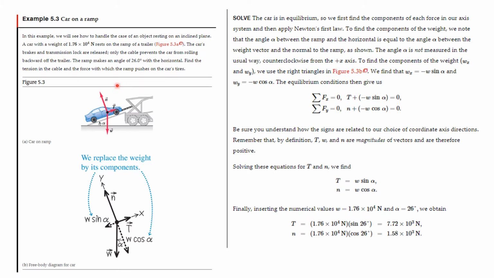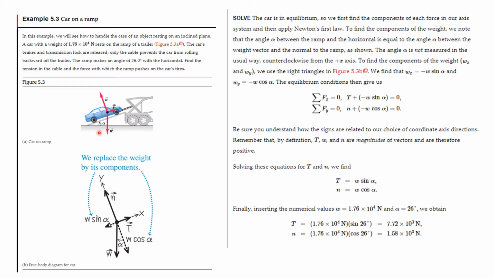Let's do an example of a car on a ramp. So you see this car is on a ramp. Oh, I guess I will read it. An object resting on an inclined plane. A car with weight of 1.76 times 10 to the 4th newtons rests on the ramp of a trailer.